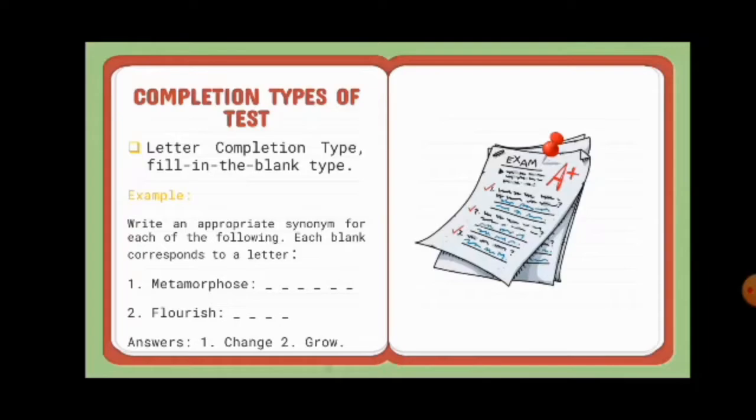So, a completion type of test is a letter completion type or fill in the blank type. So, here is the example. Write an appropriate synonym for each of the following. Each blank corresponds to a letter. Metamorphose, number 1. And number 2 is flourish, where the answer for number 1 is change and number 2 is grow.